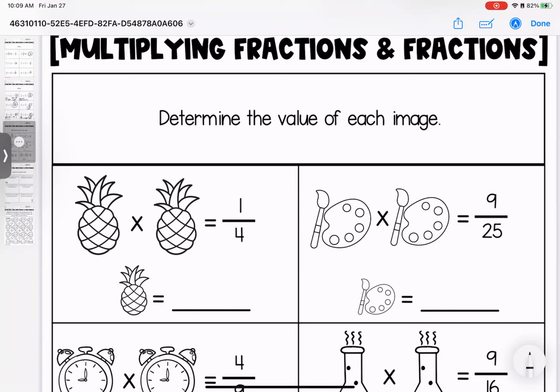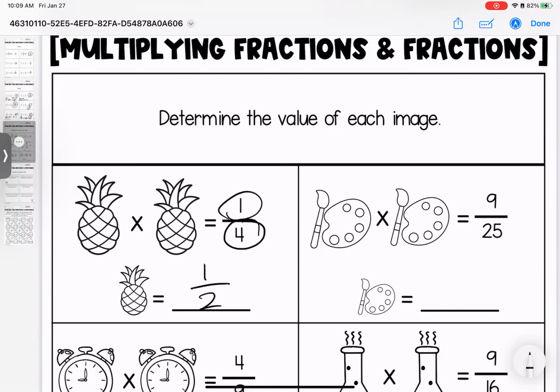Just curious to see your thinking. So what we're doing on this page is we're trying to figure out what we multiply to make 1/4. So we need to think what two numbers multiply together to get 1 and what two numbers multiply together to get 4. So 1 times 1 is 1 and 2 times 2 is 4, which means that 1/2 times 1/2 is 1/4.